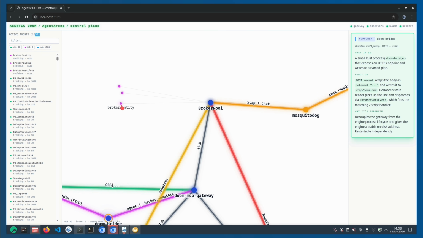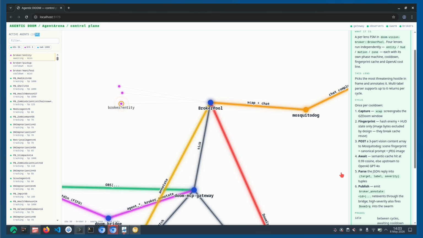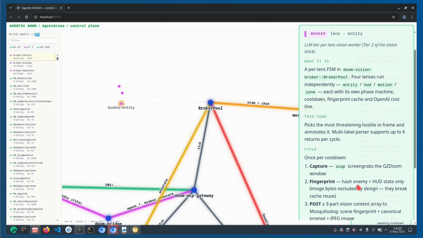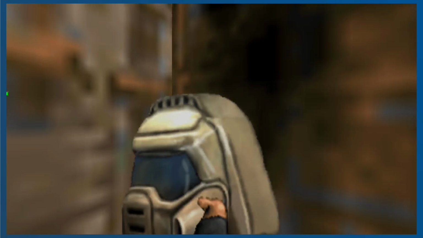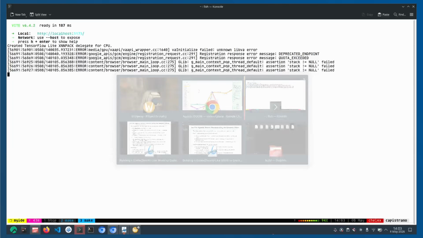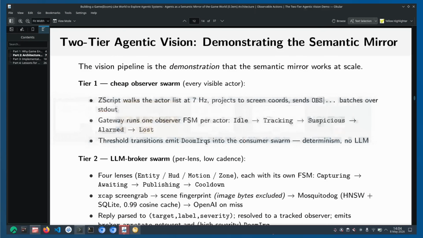For broker functionality, as we see, we do capture and fingerprinting, hashing the enemy, so we understand what the enemy is about. We do poses for the vision and so forth. Everything goes through JPEG imagery, sent back and forth to understand the idea. Okay. Let me go back to the architecture.